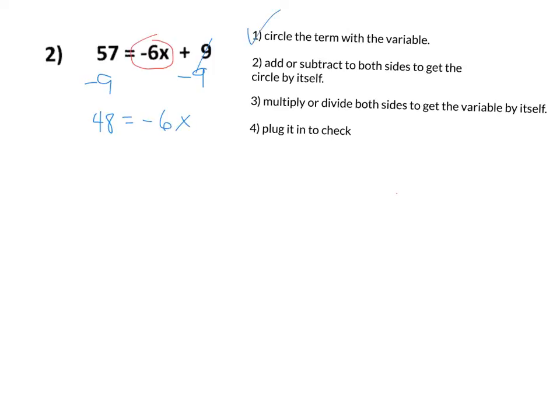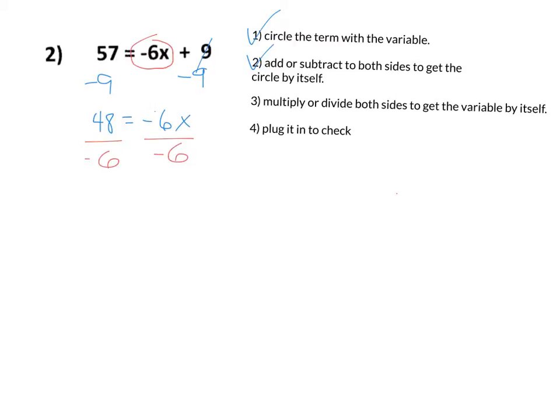So we're done with 1. No, we're done with step 2. We're on to step 3 already. Step 3 is multiply or divide both sides to get the variable by itself. So if we look here, this is negative 6 times x. What's the inverse of multiplying by negative 6? The inverse of multiplying by negative 6 is dividing by negative 6. So I'm going to do that to both sides.